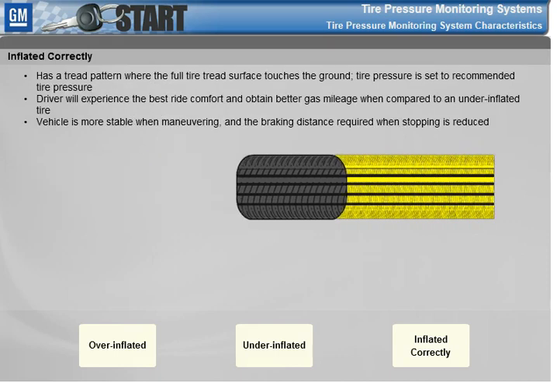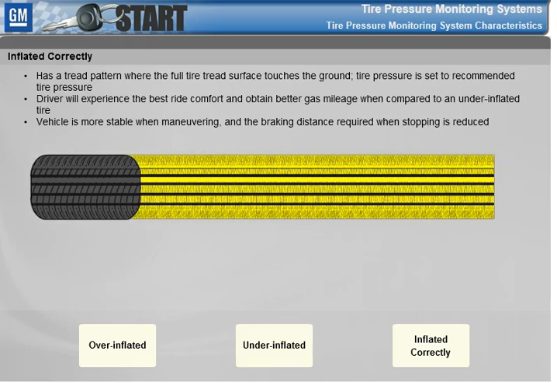A correctly inflated tire has a tread pattern where the full tire tread surface touches the ground. The tire pressure is set to the recommended tire pressure. When a tire is correctly inflated, the driver will experience the best ride comfort and obtain better gas mileage when compared to an underinflated tire. From a performance aspect, properly inflated tires will make the vehicle more stable when maneuvering. They also reduce the braking distance required when stopping.